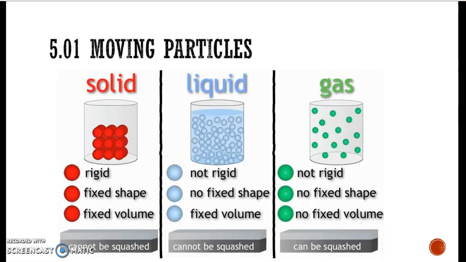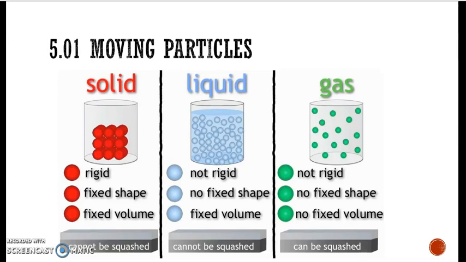Okay. 5.1 Moving particles. So as you know, there are three states of matter: solid, liquid, and gas. The particles inside the solid are rigid. It has a fixed shape and fixed volume and cannot be squashed. So the solid cannot move anywhere. It can only vibrate in place.